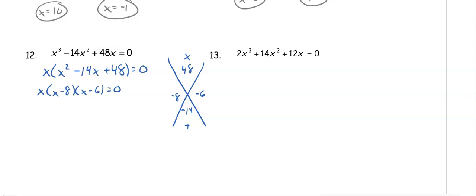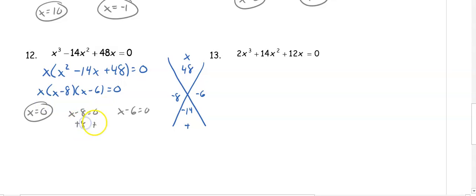This time there are three x's, so they all get set equal to 0: x equals 0, x minus 8 equals 0, and x minus 6 equals 0. So x equals 0 is already solved, and the next one we add 8 to both sides, so x equals 8, and then we add 6 to both sides, so x equals 6. Notice that our degree was 3, so we have 3 solutions.